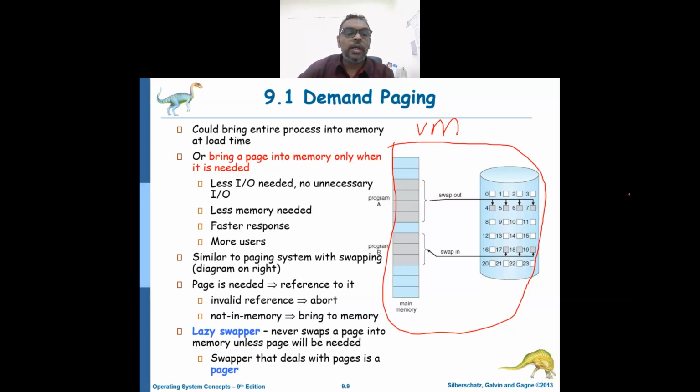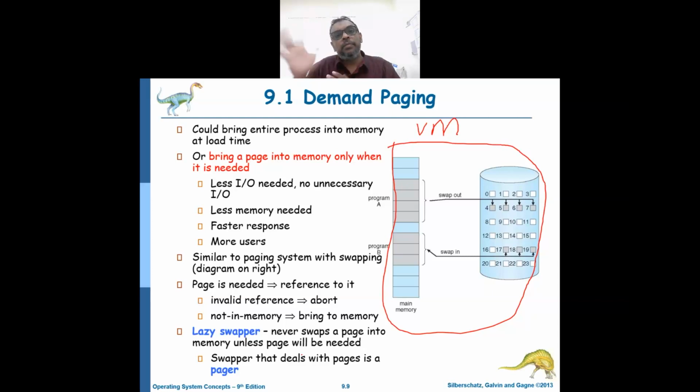So we have something called the swapper here. The swapper is a software program under the operating system which swaps in which process needs to be brought into the actual memory and which process needs to be pushed back into the virtual memory.